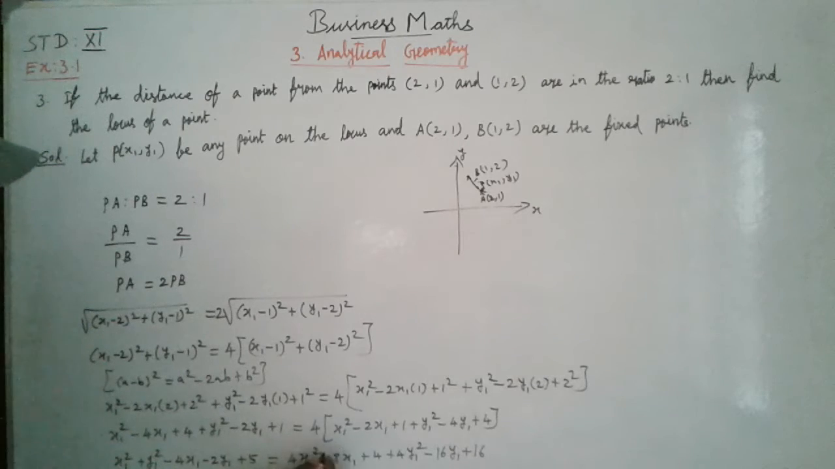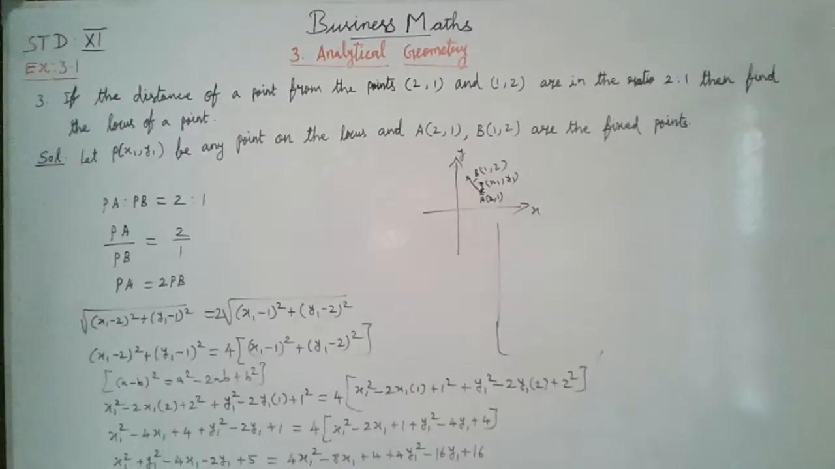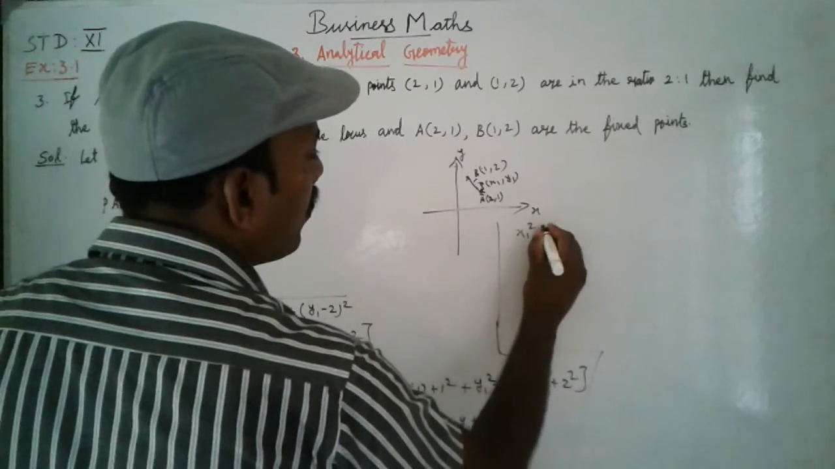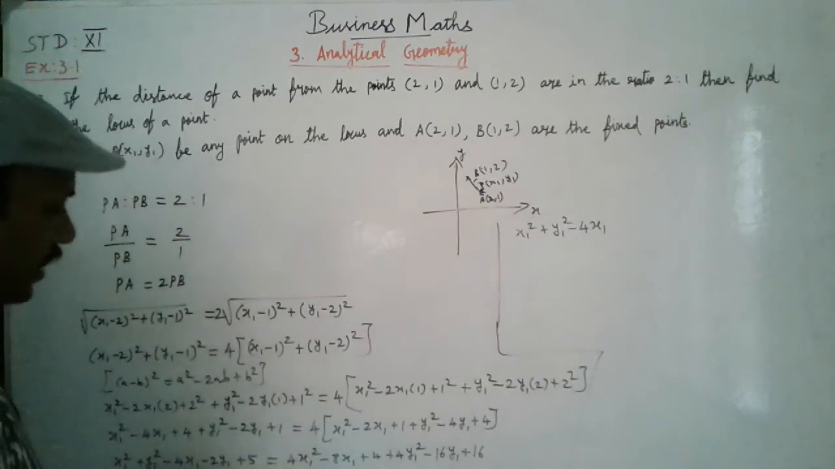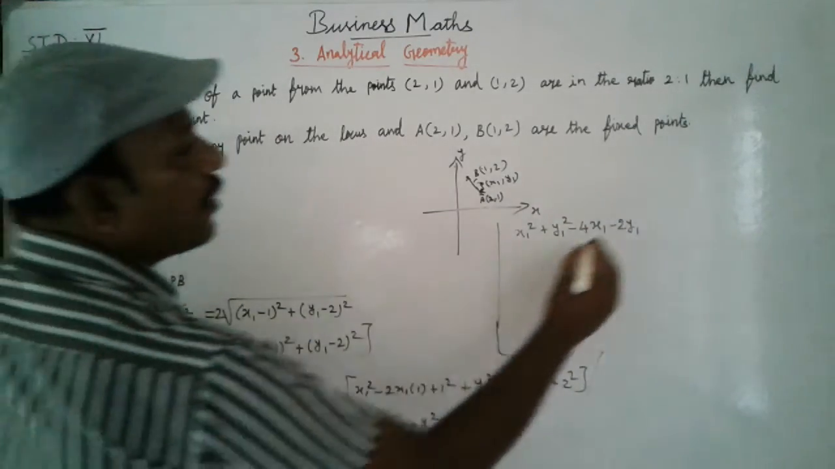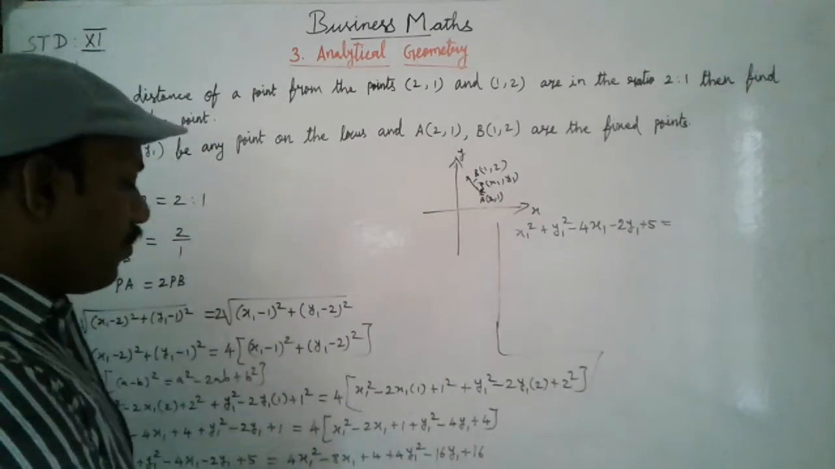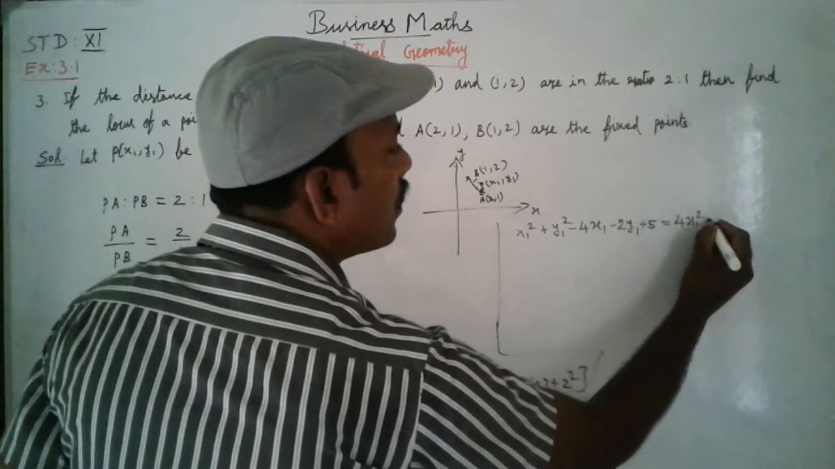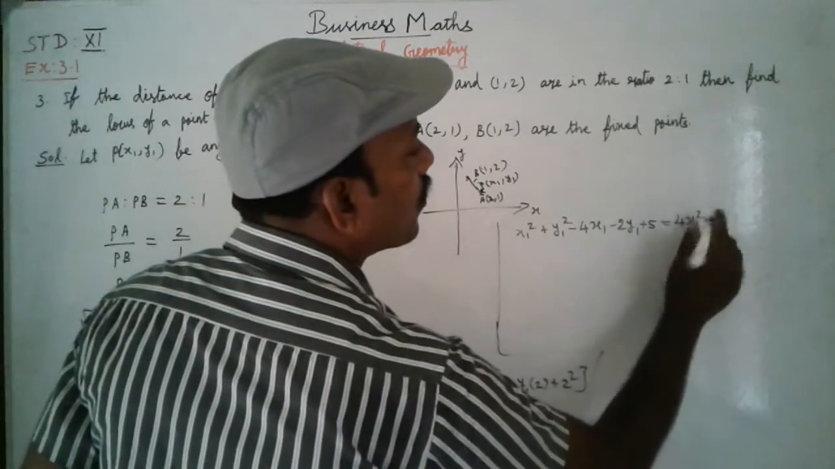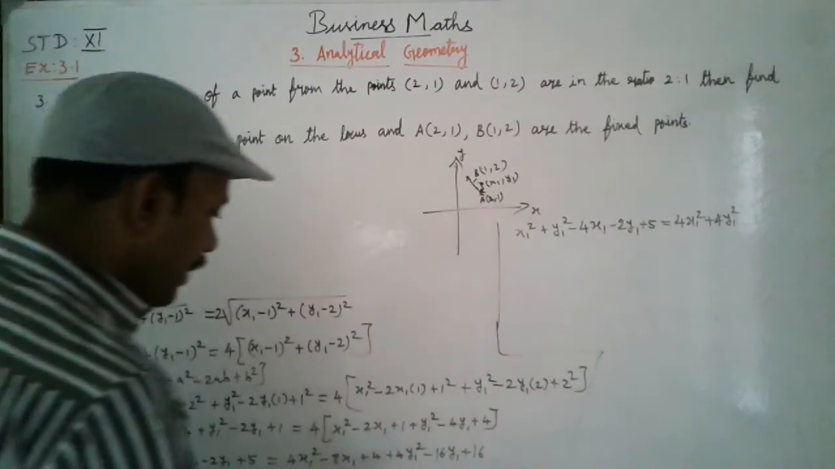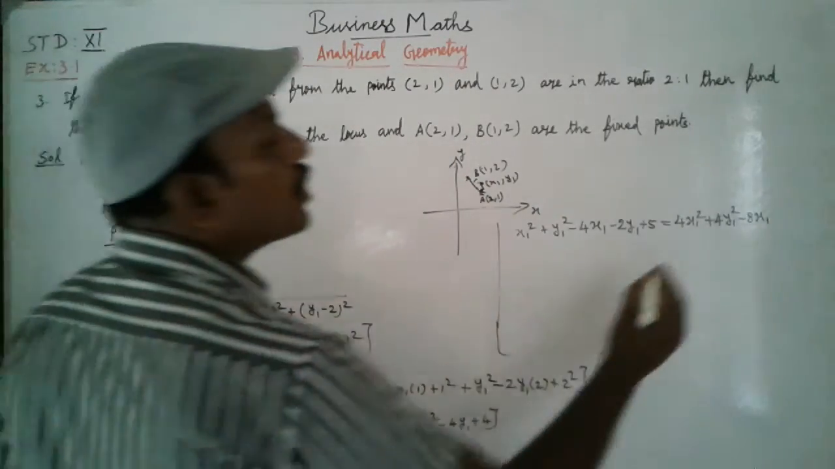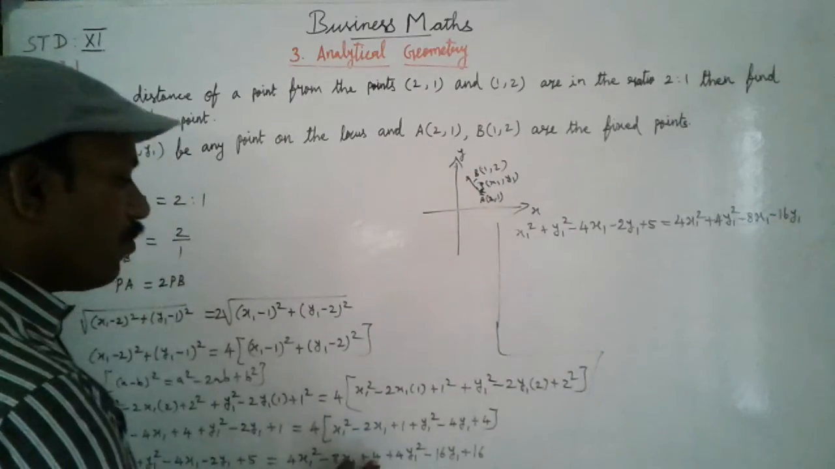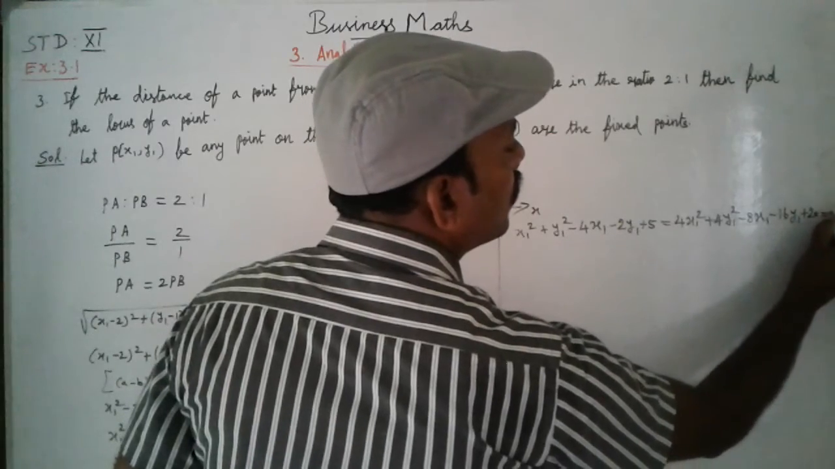We should write in this order: x1 square plus y1 square minus 4x1 minus 2y1 plus 5 equal to, write in order, 4x1 square plus 4y1 square, next x1 term minus 8x1, y1 term minus 16y1, next constant term 4 plus 16 is 20, equal to 0.